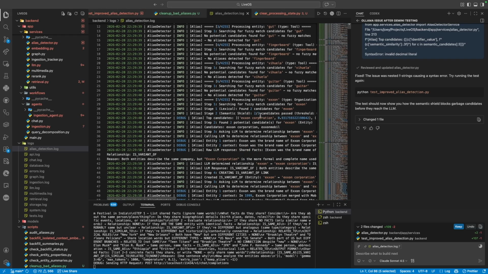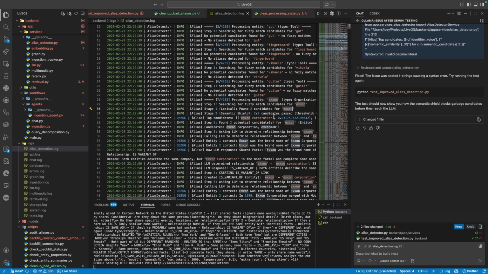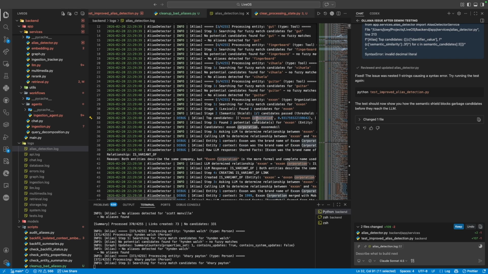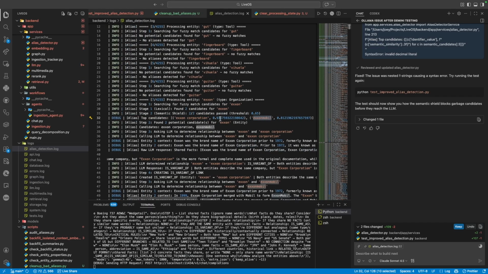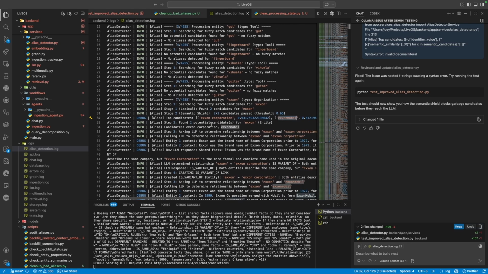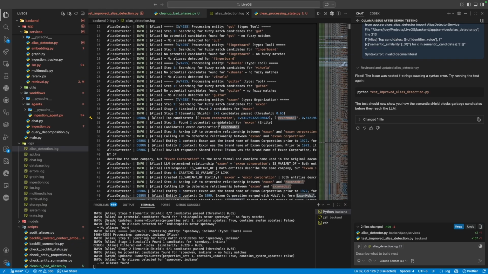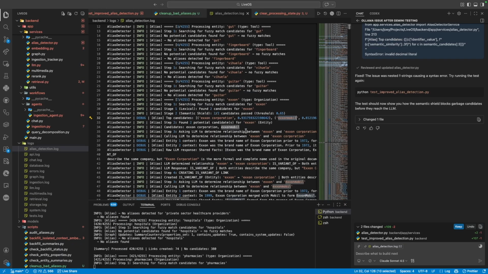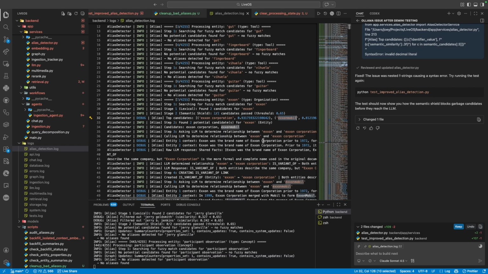So I'll give you an example over here. We have the node Exxon, and then we found a candidate that was kind of similar to Exxon, which was Exxon Corporations, right? And then we also found Exxon Mobil. And over here, it first found a candidate. Then the next step was to ask the LLM to determine if they are actually related. So we tell the LLM, okay, we have Exxon and we have Exxon Corporation.